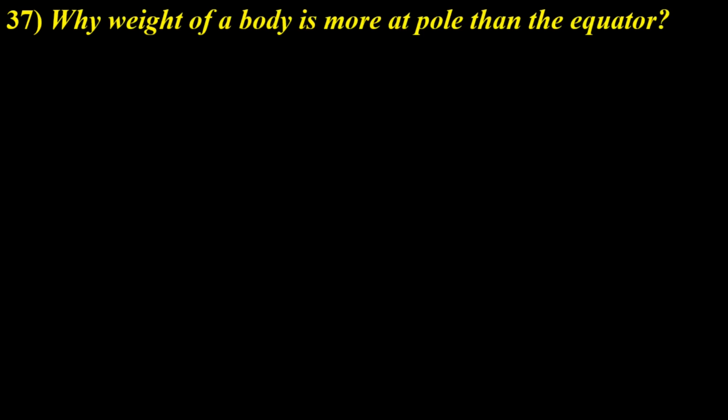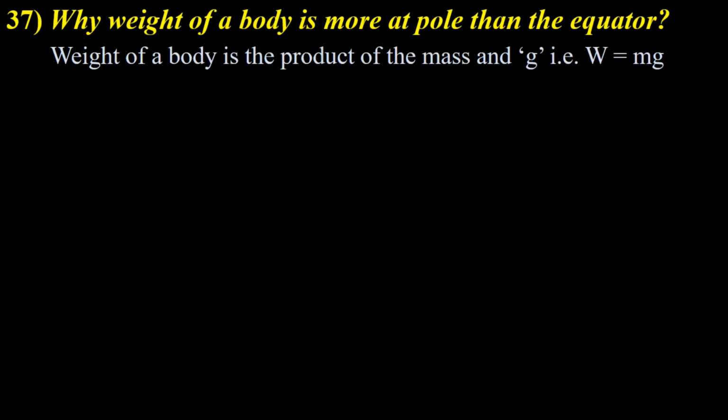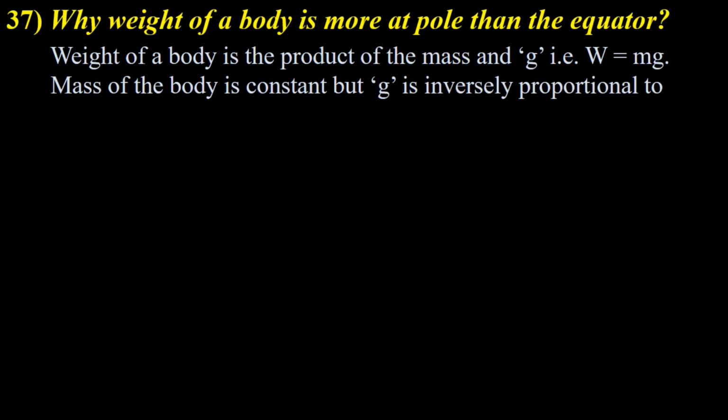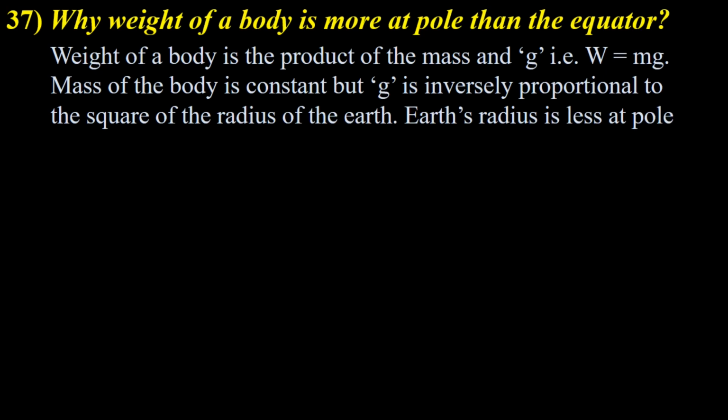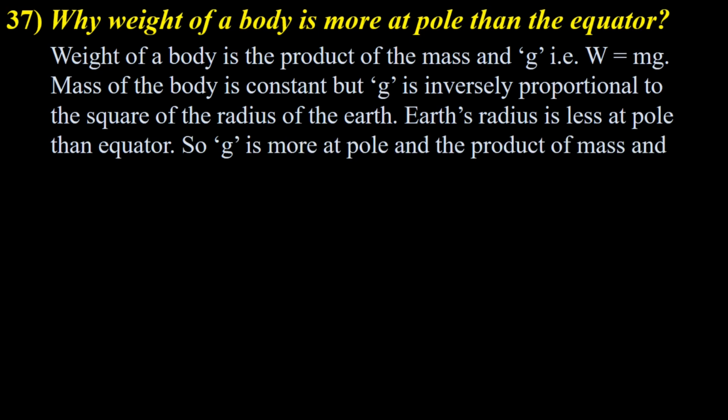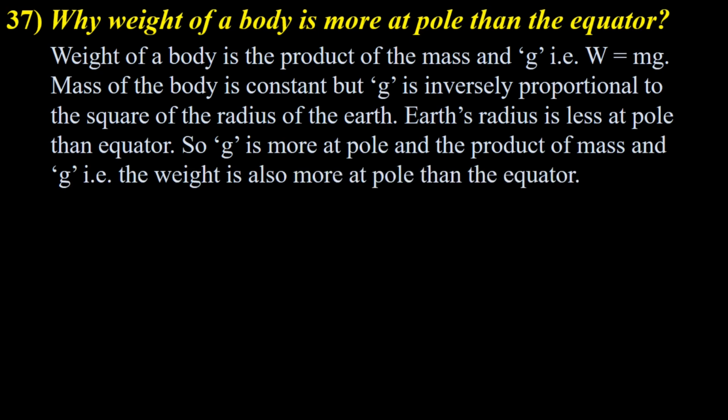Let's start. Question number 37. Why is the weight of a body more at the pole than the equator? Now we can answer this way. Weight of a body is the product of the mass and small g, that is W equal to mg. Mass of the body is constant, but small g is inversely proportional to the square of the radius of the Earth. And Earth's radius is less at the pole than the equator, so small g is more at the pole, and the product of mass and g, that is weight, is also more at the pole than the equator.